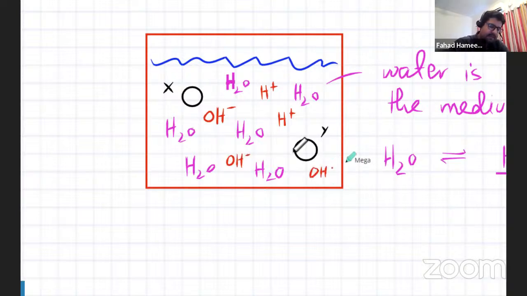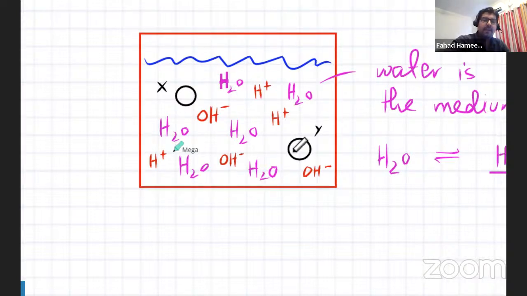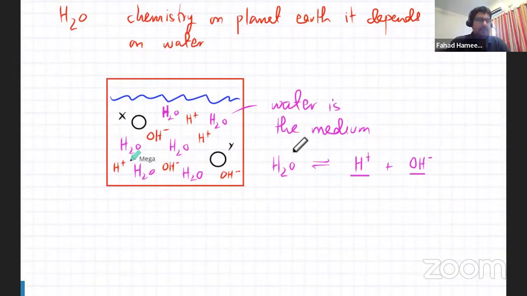And there's going to be some H+1 and there's going to be some OH- ions, right? And remember, the water is not just a medium. Water is a very reactive species. Water is involved in a lot of reactions. So water is not just a neutral, inert medium. It is itself involved in a lot of reactions.